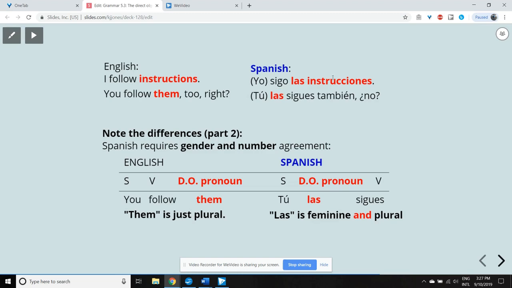So instrucciones, like all words that have singular forms that end in C-I-O accent mark N, it's feminine. All of them in the language are. So we have feminine, and then, of course, instrucciones is plural. So feminine and plural, las. Okay? Okay.